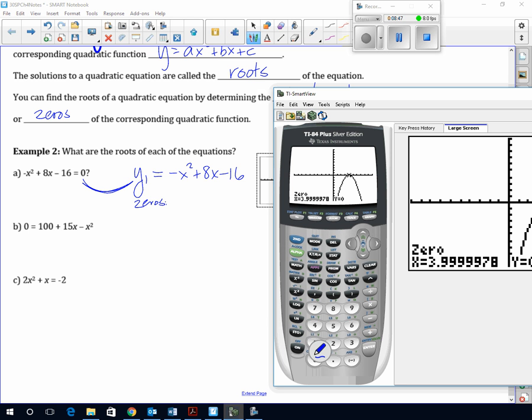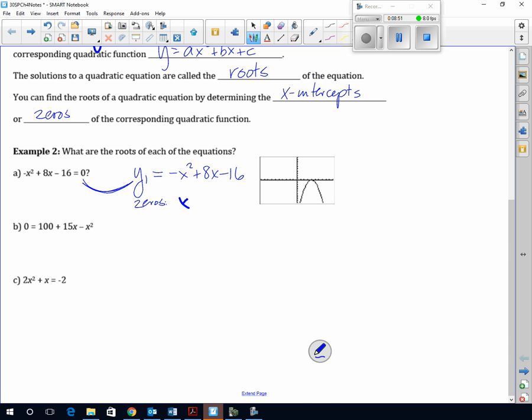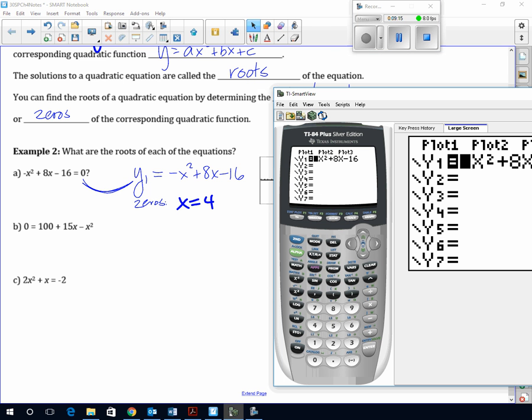Okay, try the next one. In order to calculate the zeros, you must be able to see the zeros. So sometimes your viewing window might not show everything. So do B, and I'll give you a second to try it. Okay, so if I want to graph this, I'm going to go to my y equals. I'm going to punch in 100 plus 15x subtract x squared. And I'm just going to zoom 6 to start again.